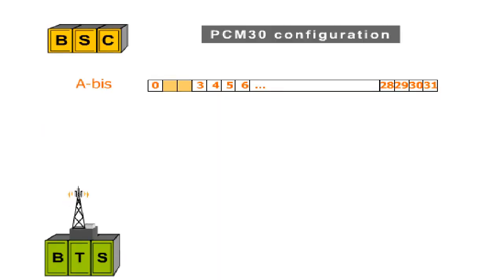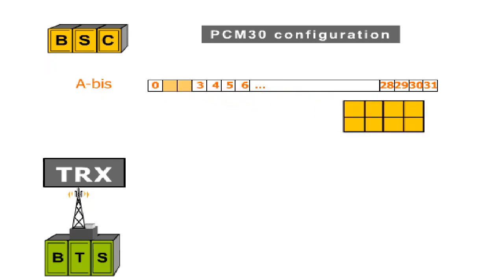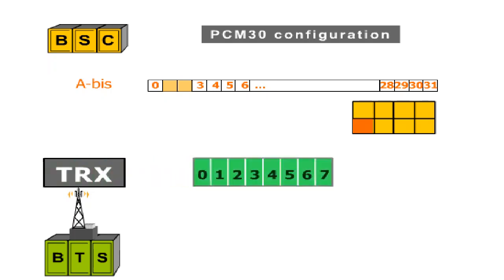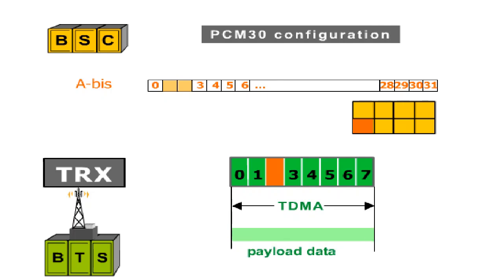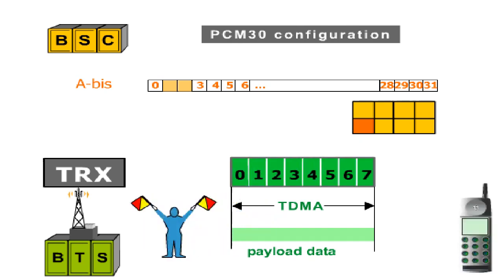Two PCM30 channels can be assigned to one TRX. These channels consist of 4 sub-time slots each. Each PCM30 sub-time slot corresponds to a time slot in the TRX. Thus, by mapping 8 PCM30 sub-time slots onto one TDMA frame consisting of time slots 0 to 7, the entire TDMA frame of the TRX would theoretically be available for the transmission of payload data. But then, there wouldn't be enough space left for the necessary signalling traffic from and to the mobile stations.